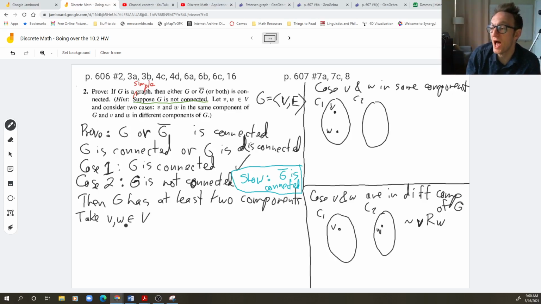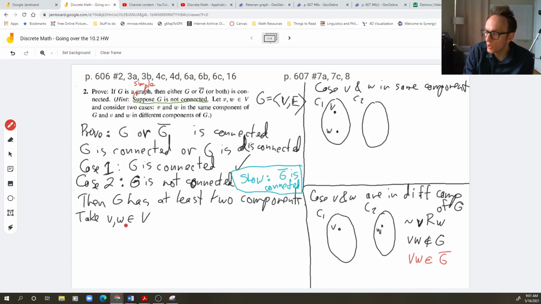Well, if V and W are not reachable from each other, then it's certainly true that the edge VW is not an edge of G. That's maybe the simplest way of putting it. That edge is not an edge of G, because if there were an edge between V and W, then they'd be in the same component. And since VW is not an edge of G, VW is an edge in G complement, because that's the definition of G complement. You put an edge when there's not one there. All right.